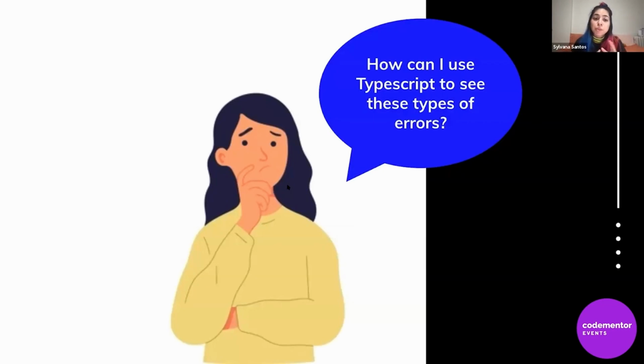Cool. So at this point, you might be thinking, well, I want to see it in action. How can I use TypeScript to see this error that you're talking about?